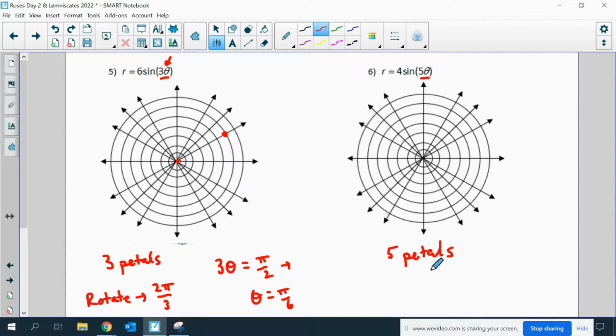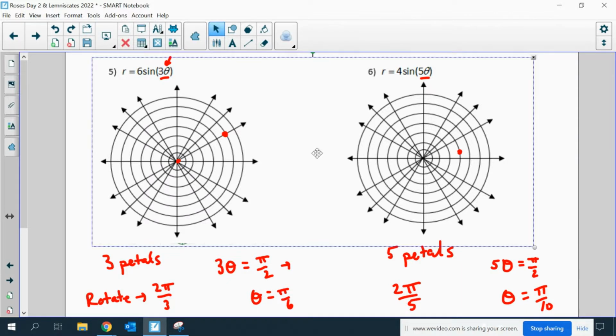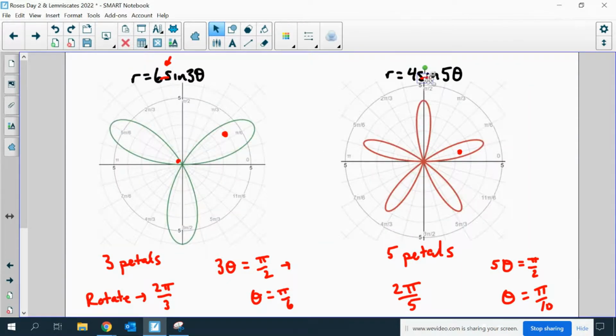For sine of 5 theta, I have 5 petals. I need 5 theta to equal pi over 2 for my first value to be figured out for my rose petal. So that would be at pi tenths. So that would be at radius of 4 and pi tenths. That's going to be down here somewhere. And then how much do I rotate? I rotate 2 pi over the number of petals. So that'd be 2 pi over 5. And if I look at these two things, what I end up with is exactly what we talked about.